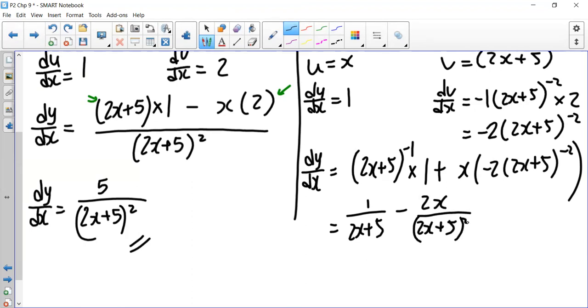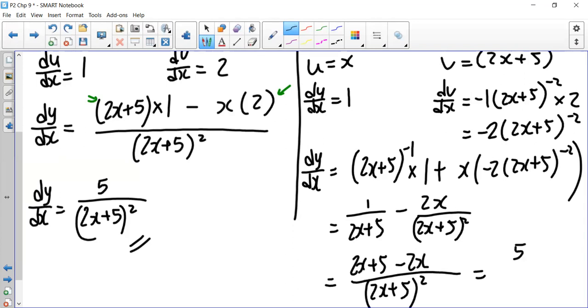If I combine them, both over 2x plus 5 squared, then the first fraction is 2x plus 5, and the second fraction is minus 2x. You will see 5 over 2x plus 5 squared. And as you can see, the same answer.